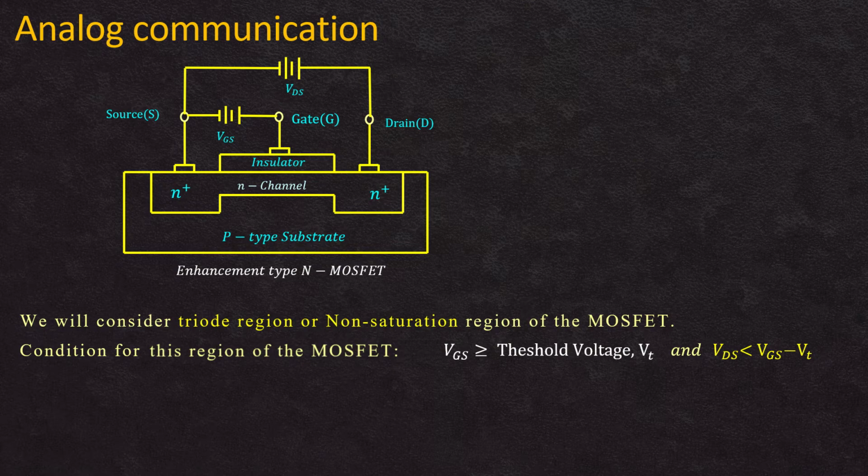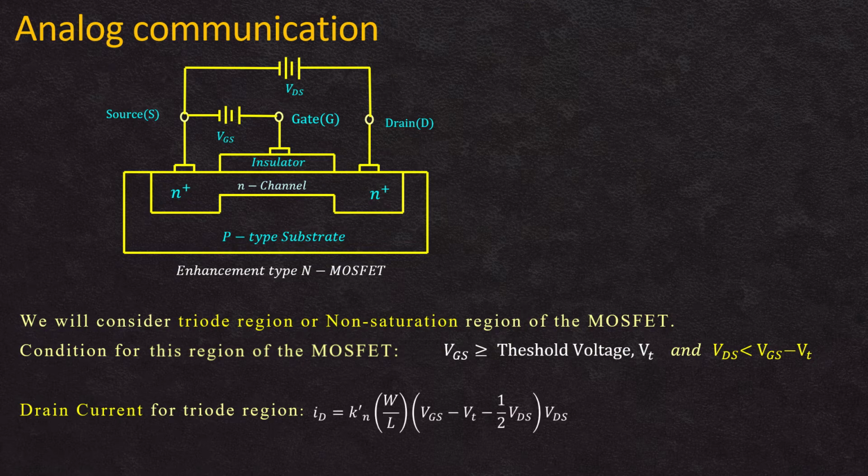For a MOSFET operating in the triode region, the drain current ID is equal to Kn prime W by L times (VGS minus VT minus half VDS) times VDS, where Kn prime is equal to mu n COX, which is the process transconductance parameter. Here, mu n is the electron mobility and COX is the oxide capacitance of the MOSFET.